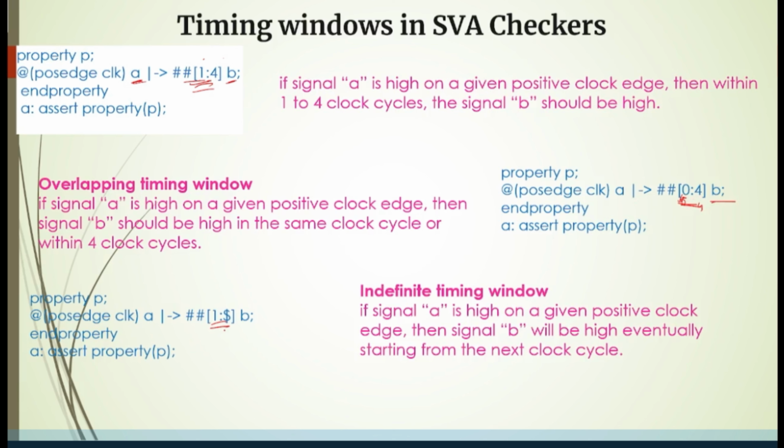Now if I am not mentioning anything, like if you see here 1 to dollar, dollar denotes that until this simulation is happening, at any point of time after A is high, the B can be high. If at any point of time B is high after A is high, then immediately you can say the assertion has passed. Okay, if you don't want to give any time limit for the other sequence, then you can write it in this manner.